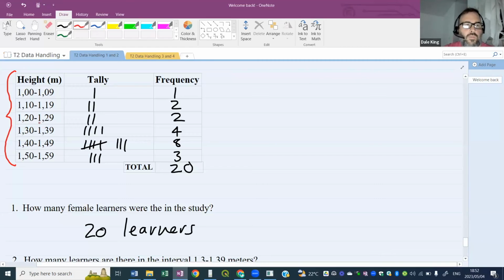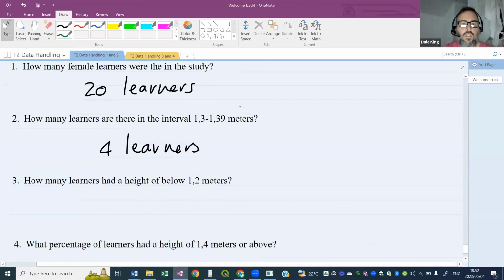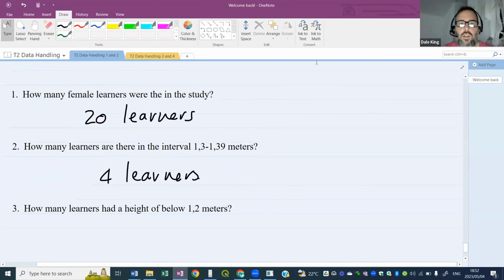So where is 1.2? Here is 1.2. We don't want 1.2. We want the values below that. So that is all of this. If 1.2 is there, these are all the heights that are below 1.2. How many are there in those heights? Well, we've got 2 in that row, and we've got 1 in that row, so that makes a total of 3. Excellent. Three learners. And it's easy to read because we've got this table now.